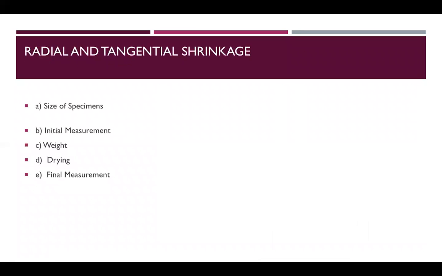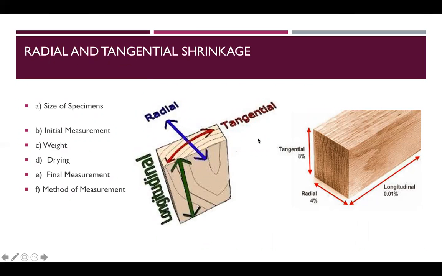So for radial and tangential shrinkage, the size of specimen is 1 by 4 by 1 inches or 25 by 100 by 25 millimeter, cut from a 1 by 4 inch or 25 by 100 millimeter board. For the initial measurement, the length of all the specimens shall be measured. For the weight, the specimen shall be weighed when green and after oven drying. For the drying, first the green specimen shall be open piled and allowed to air season under room conditions to uniform moisture content of approximately 12%.